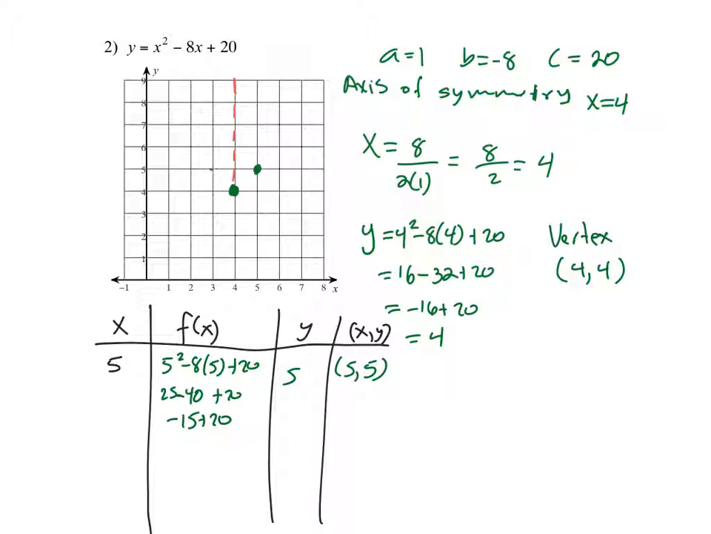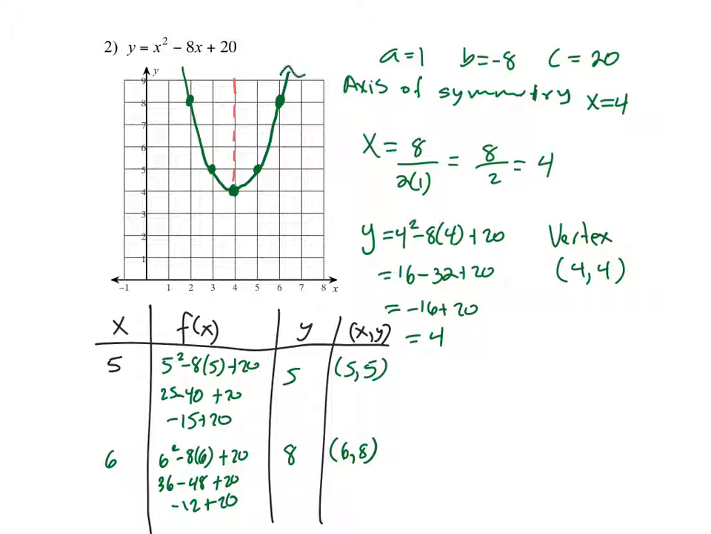Again, I'm going to do exactly the same to the left. 6 squared minus 8 times 6 plus 20. So 36 minus 48 plus 20. Negative 12 plus 20 equals 8. So I have the point 6, 8. Right? And again, I'm doing the same over here. That's the graph.